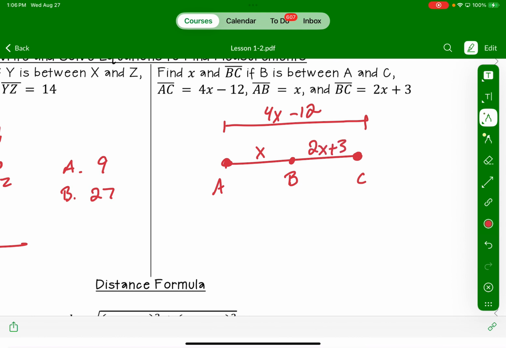And I want you guys to keep going on your own. I'll give you about 30, 45 seconds. We've got the setup. Know what the problem looks like. Can you figure out what happens next?